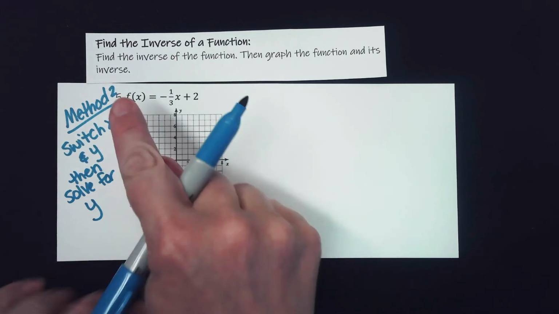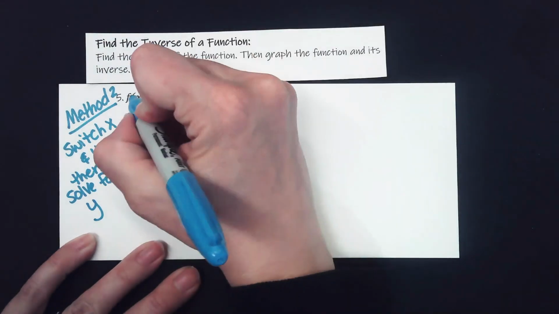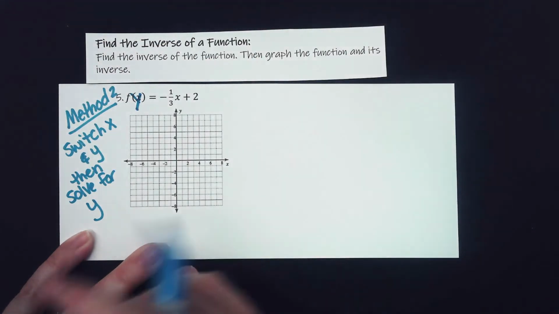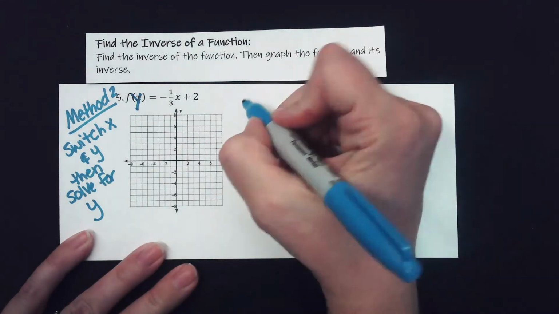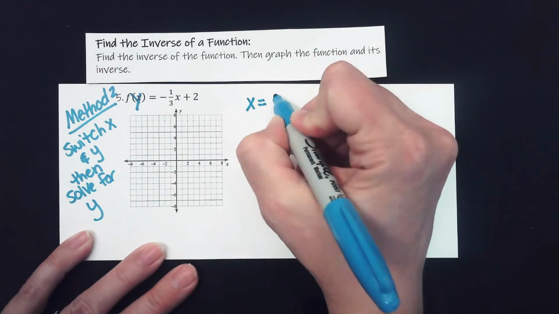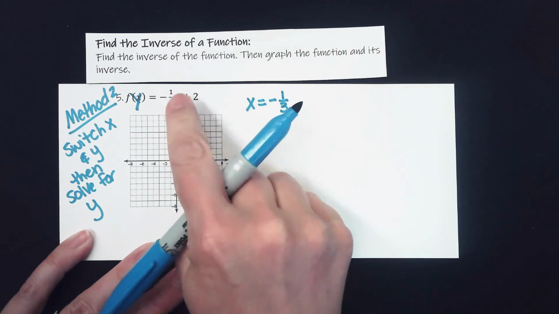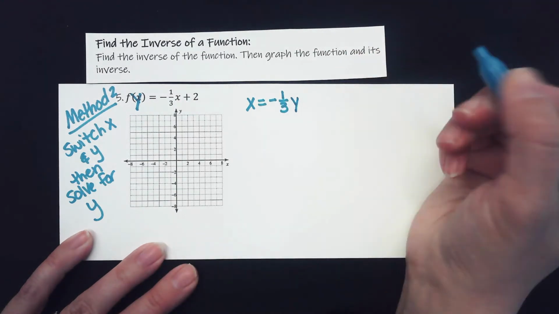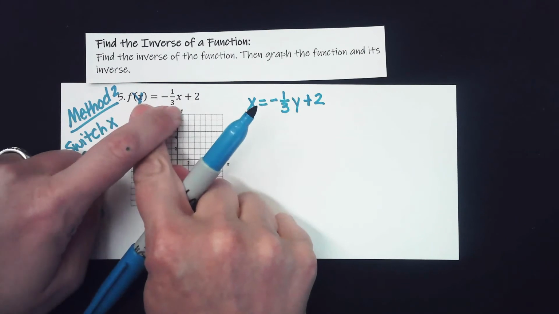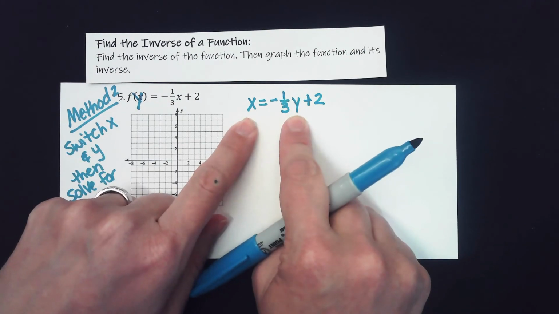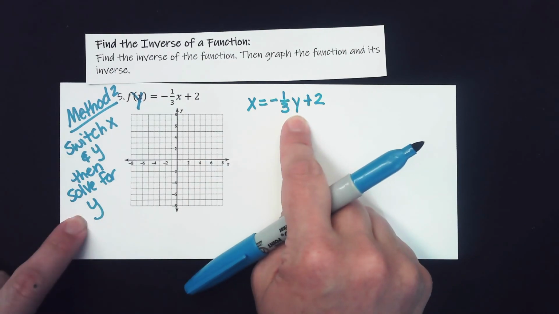Okay, so remember, f of x is the same thing as saying y. So it says switch x and y. So I had a y there, so I'm going to say that's x now. It equals a negative 1/3, but instead of x, I'm going to say it equals y, and then plus 2. So I just took the x and y and I switched them. So I have this. And then it says solve for y.